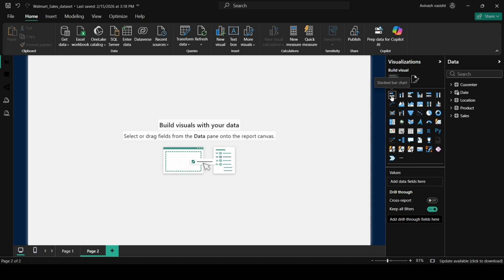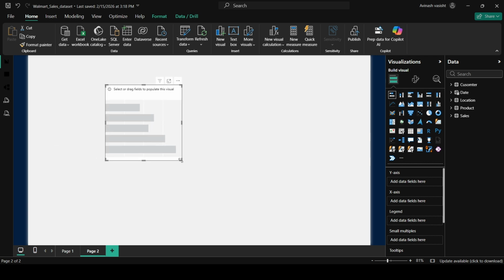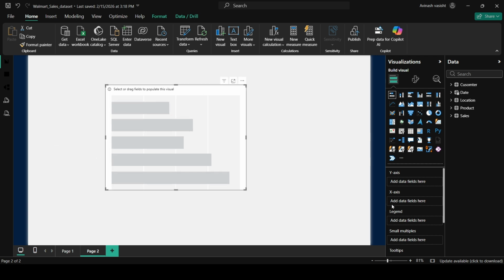First of all, you have to click on the stacked bar chart that is available in the visualization pane, and on the x-axis we have to put the numerical data, and on the y-axis we have to put the categorical data. And this is the second difference.